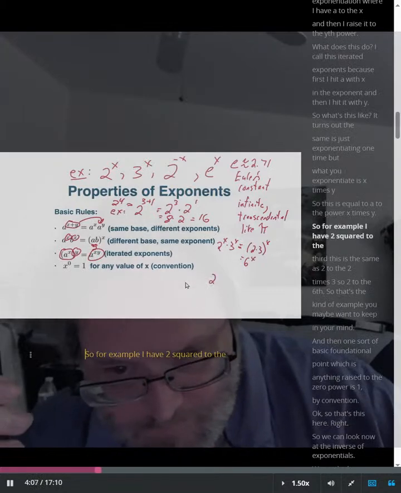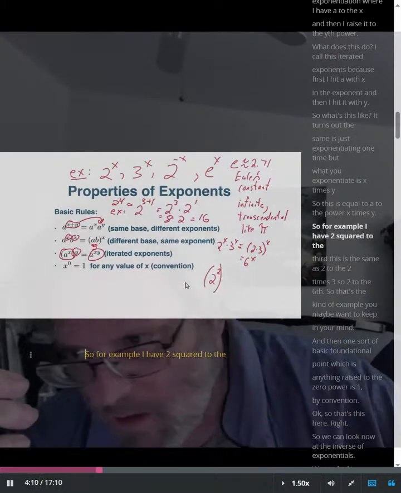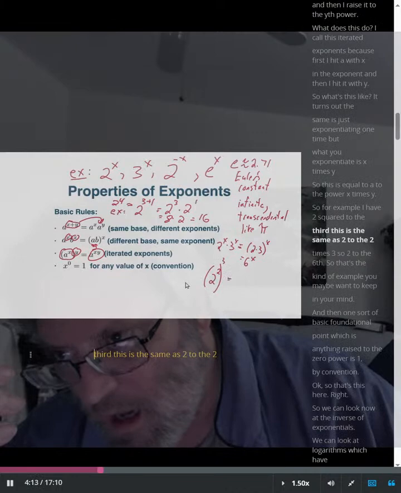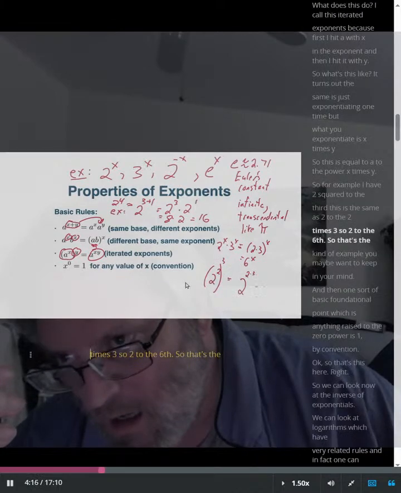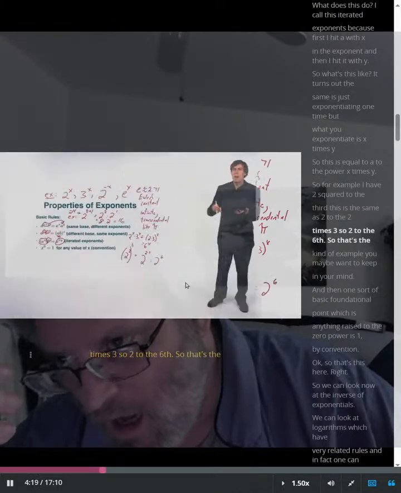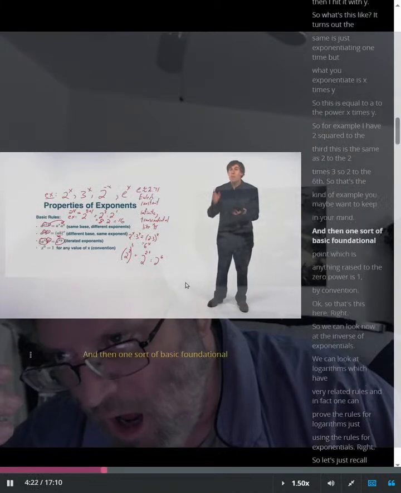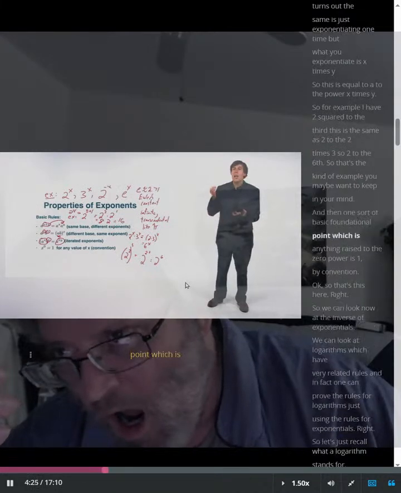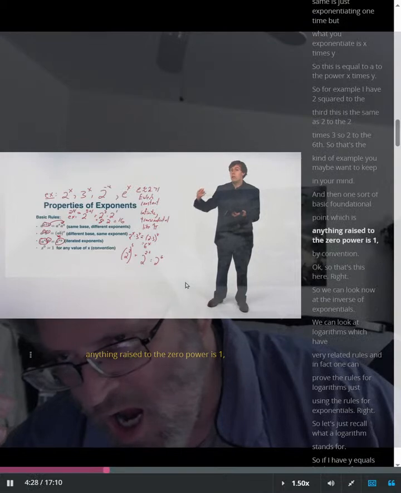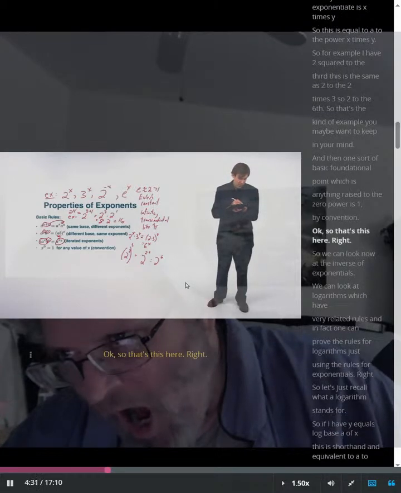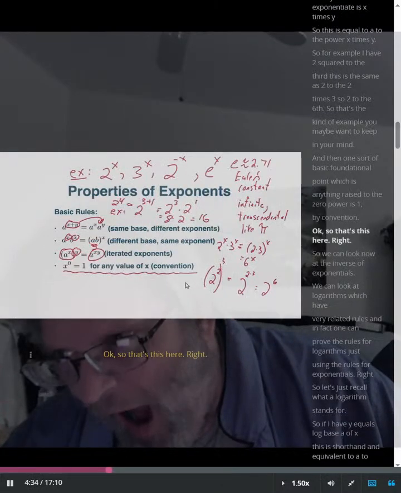So for example, if I have 2 squared to the third, this is the same as 2 to the 2 times 3, so 2 to the sixth. That's the kind of example you maybe want to keep in your mind. And then one basic foundational point, which is anything raised to the 0th power is 1 by convention. So that's this here.